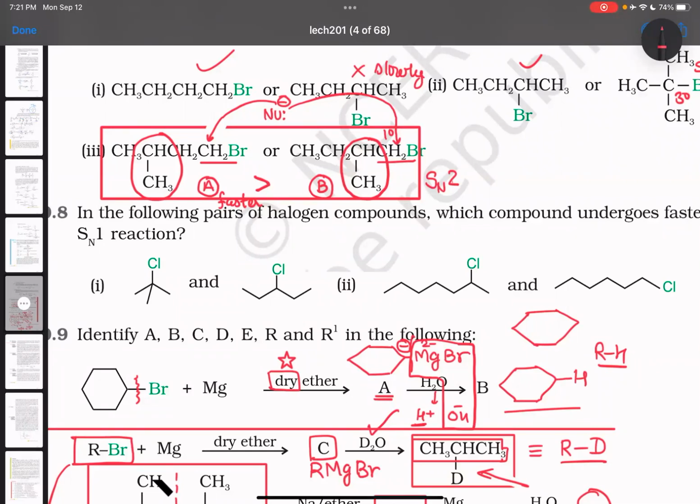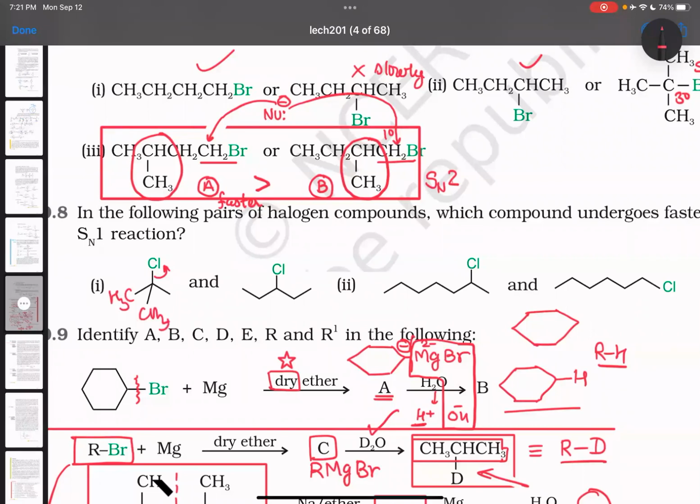So what happens? The leaving group, the Cl, by heating breaks away slowly on its own, and then the group which wants to join is joined. But there you can't look for the steric hindrance. There, actually, this branching is useful in SN1.